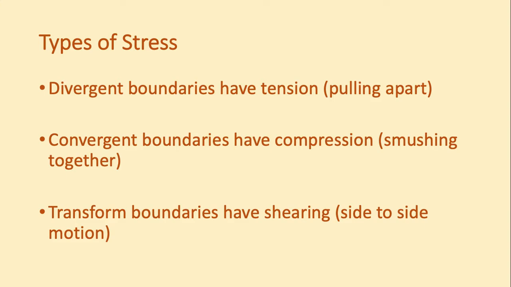Each plate boundary type is associated with a particular type of stress. Divergent boundaries have tension, that's pulling apart. Convergent boundaries have compression, that's smushing together. And then transform boundaries have shearing, which is a side-to-side motion.